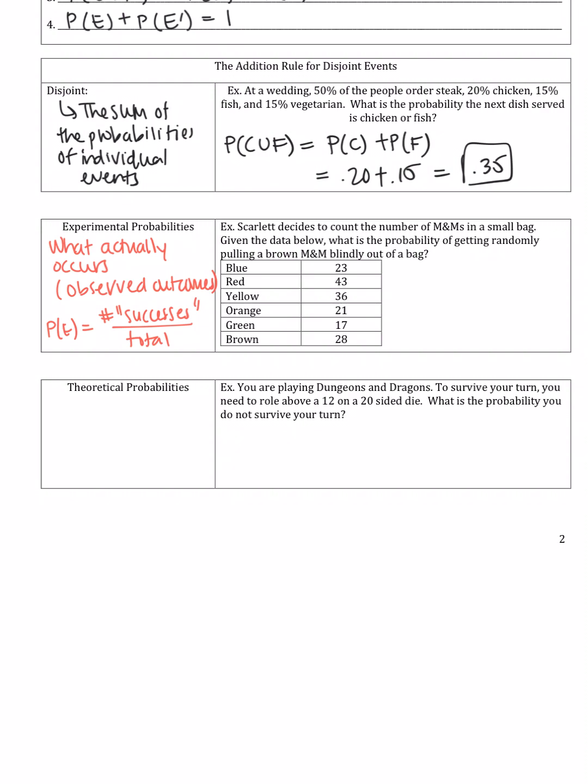So let's look over here. Scarlett decides to count the number of M&Ms in a small bag. Given the data below, what is the probability of randomly pulling a brown M&M blindly? All right. So a success in this case would be a brown M&M. And so for an experimental probability where we're actually going and doing something, we'd take the total number of M&Ms, which when I add these up, it's 168. And a success is deemed getting a brown. So the probability of brown is 28 out of 168.